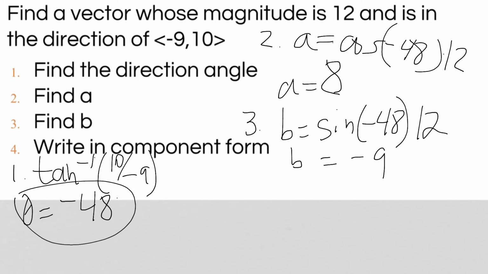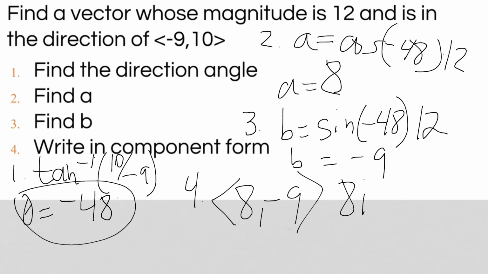When I plug in my angle, sine of it, times it by the magnitude there, I get B to be -9. So my component form is 8, -9, or it could be 8i plus -9j.